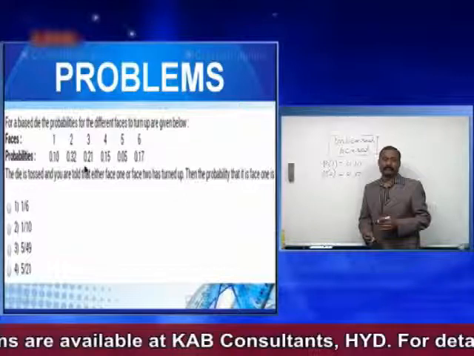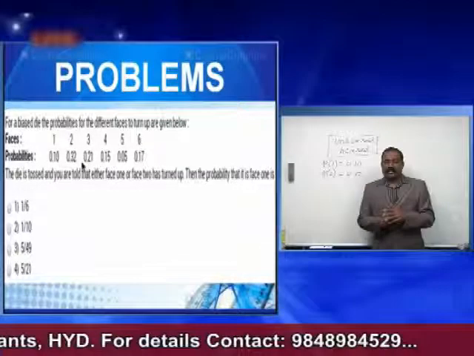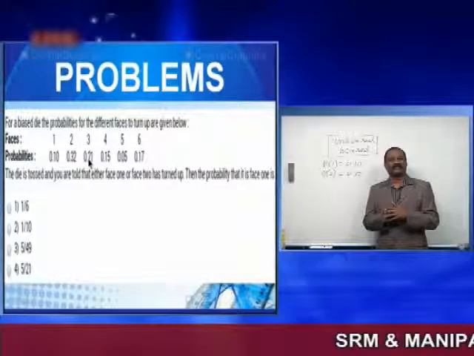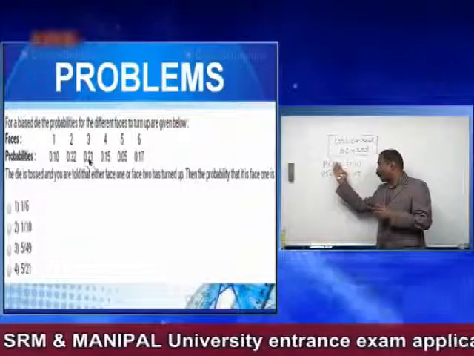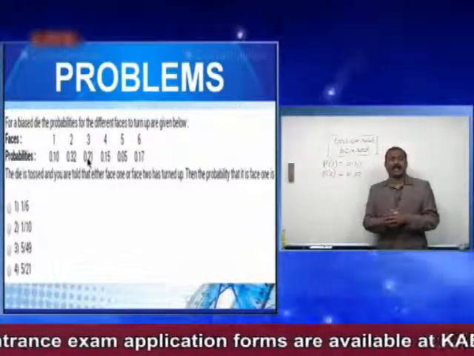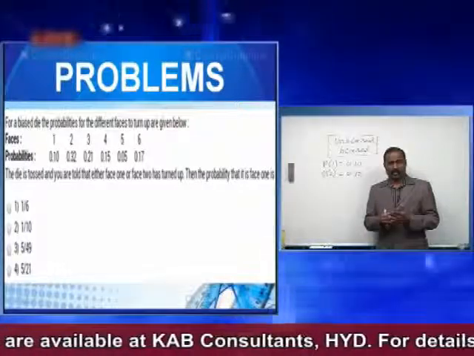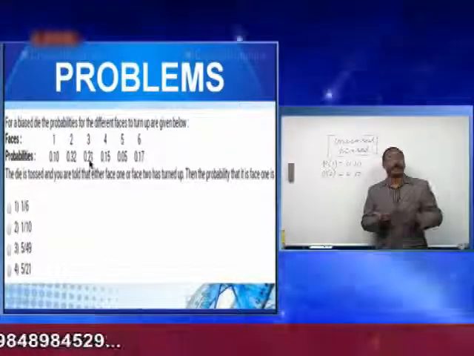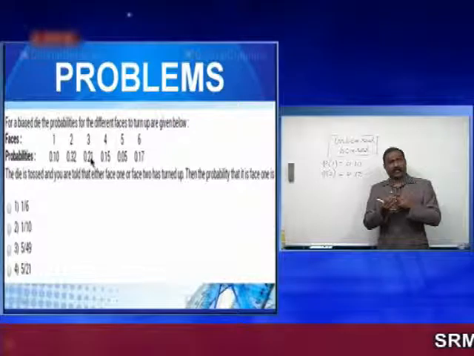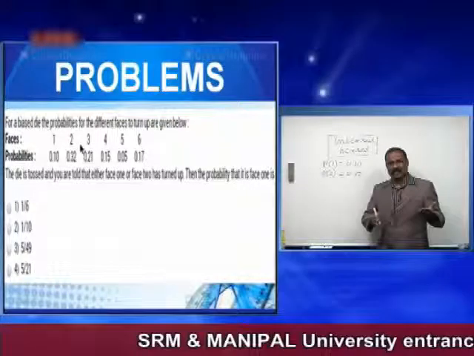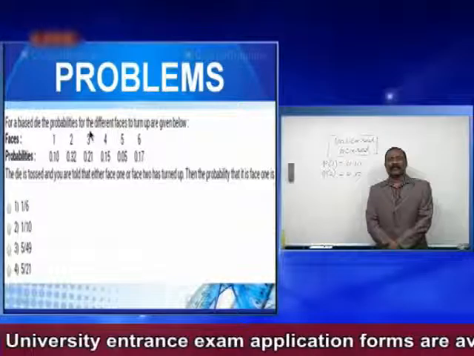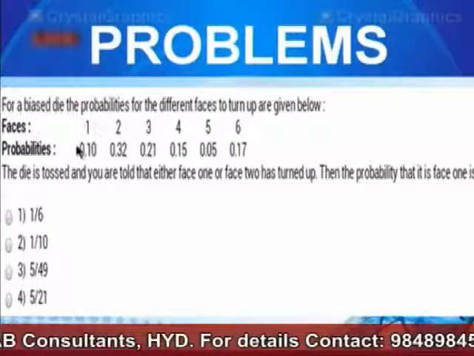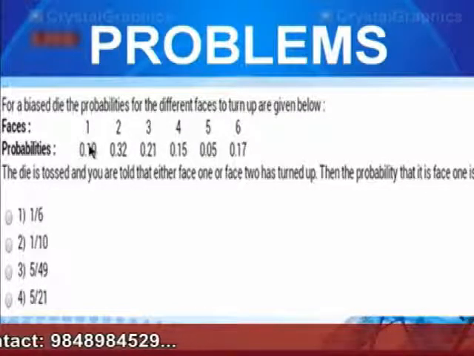It's clear. So the die is tossed, and you are told that either face 1 or face 2 has turned up. That means generally the experiment results in 6 outcomes, any one of 6 outcomes. What are they? 1 or 2 or 3 or 4 or 5 or 6. But here it is given that either 1 or 2 has turned up. Now what do we require there? The probability that it is face 1. What is the probability to get face 1?